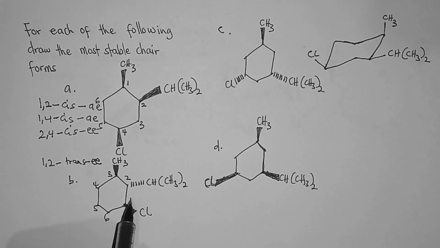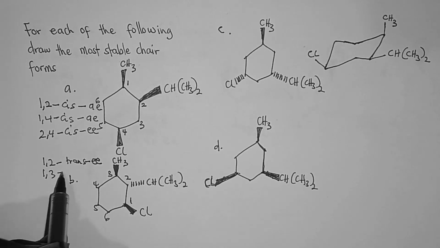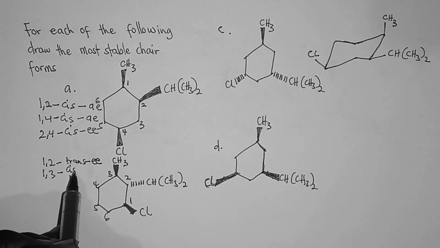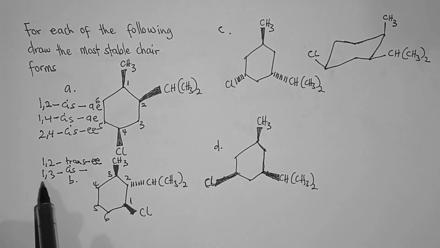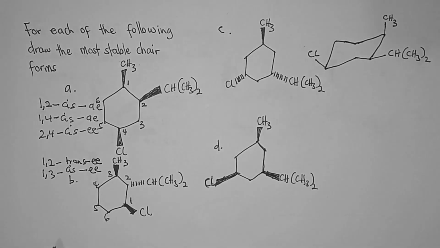And then let's check for 1, 3. 1, 3 is a cis. And a cis in 1, 3 is either an AA or an EE. So this is a cis in chair conformer. 1, 3 cis is an AA or an EE. So we'll put this on an EE because we are looking for the most stable chair conformer.